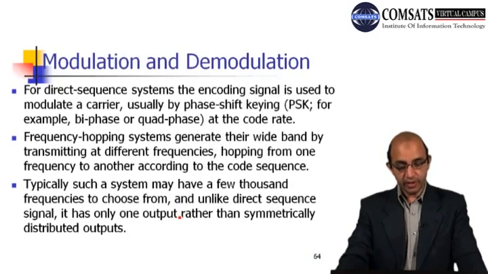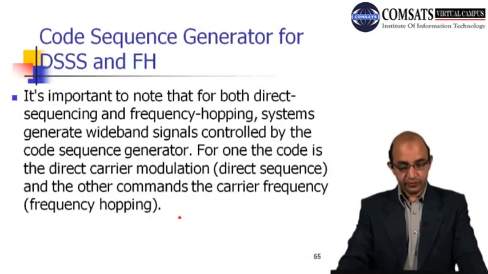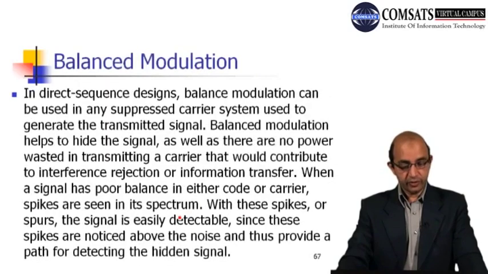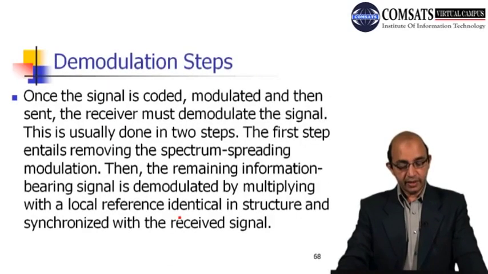So modulation and demodulation, and then we have clock modulation, and we also have balanced modulation, and there are some demodulation steps. Once the signal is coded, modulated, and then sent, the receiver must demodulate the signal in 2 steps. The first step entails removing the spectrum spreading modulation, then the remaining information-bearing signal is demodulated by multiplying with a local reference identical in structure and synchronized with the received signal.